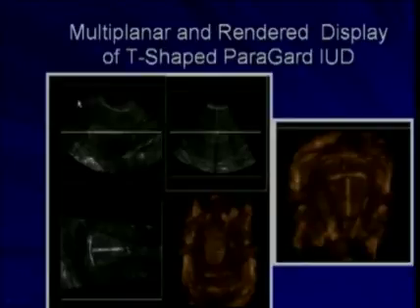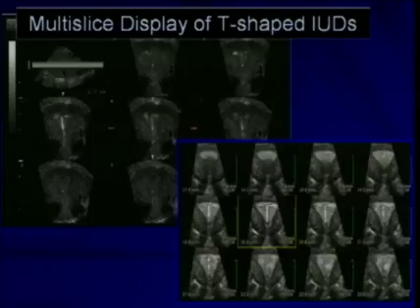Now, here are some 3D images of a normally placed T-shaped Paragard IUD. Here are the horizontal stems and the vertical stems. Here in the coronal plane, again, this IUD is in optimal position. With 3D ultrasound, one can also use the multi-slice display where we have multiple parallel slices in the same orientation.